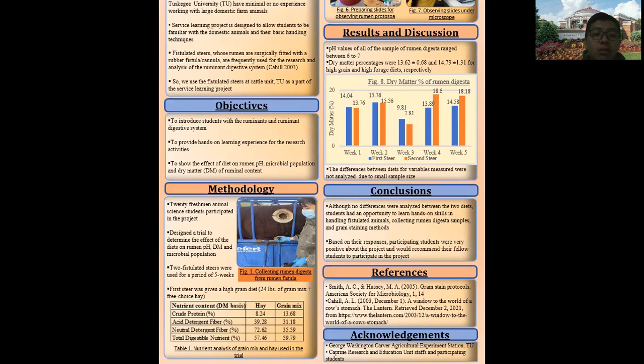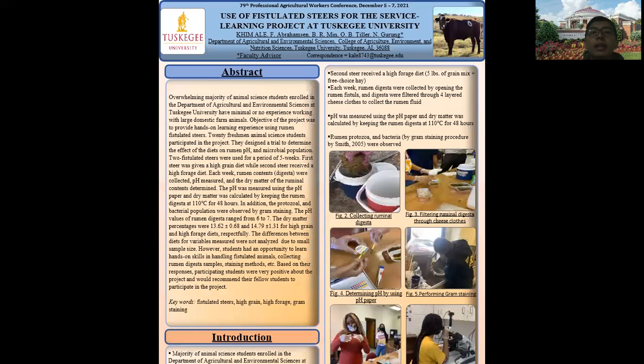They designed a trial to determine the effect of diets on rumen pH, dry matter, and the microbial population. Out of the two steers, the first steer was given a high grain diet, that is 24 pounds of grain mix per day plus free choice hay, and the second steer was given a high forage diet, that is 5 pounds of grain mix per day and free choice hay.